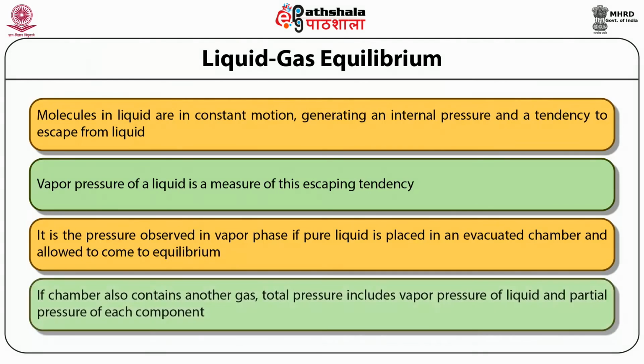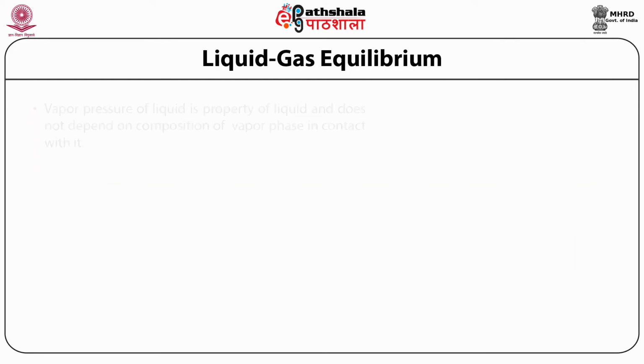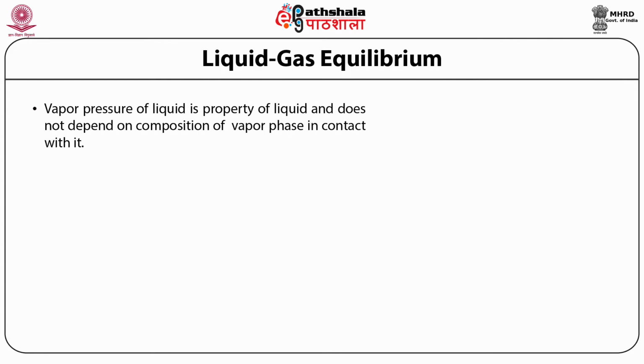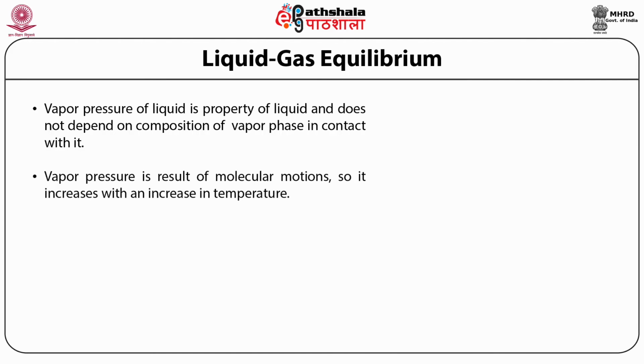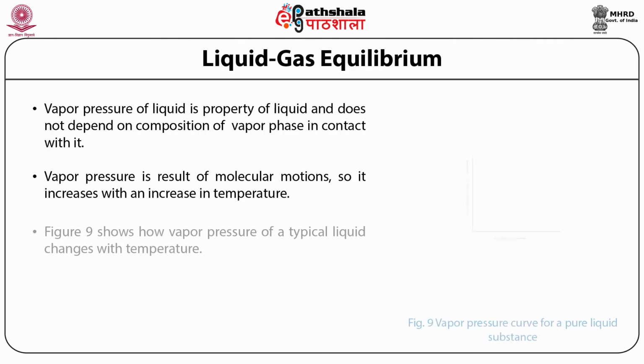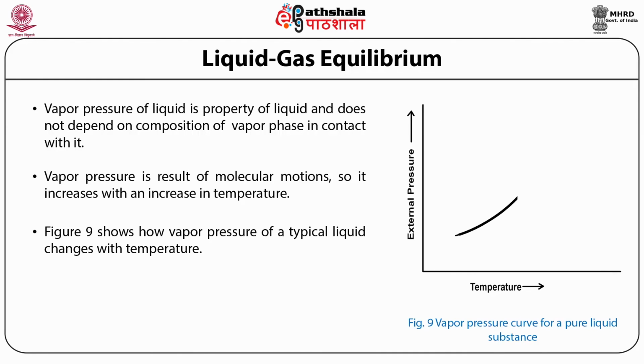equilibrium. If the chamber also contains another gas, the total pressure includes the vapor pressure of the liquid, and we speak of the partial pressure of each component. The vapor pressure of the liquid is a property of the liquid and does not depend on the composition of the vapor phase in contact with it. Because vapor pressure is the result of molecular motions, we would expect it to increase with an increase in temperature. The figure shows how the vapor pressure of a typical liquid changes with temperature.